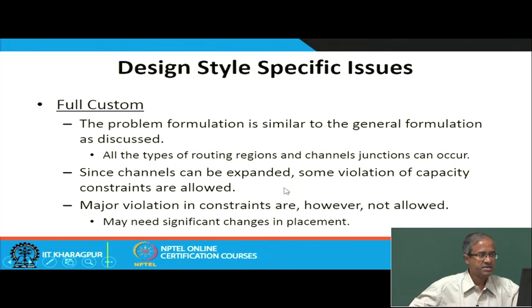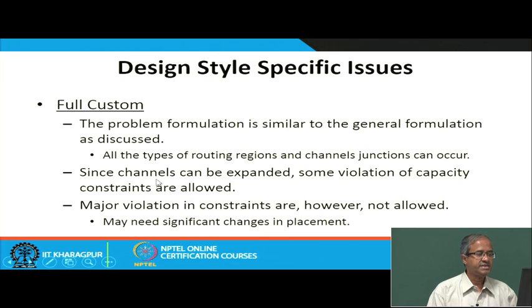Okay. There are some design style specific issues also, like for example, in the full custom design style, the problem formulation is exactly same as what we have discussed just now. So, all the types of routing regions like channel and switch boxes and the channel junctions L type, T type and plus type, they can occur.